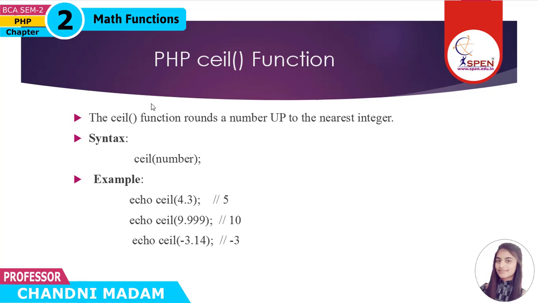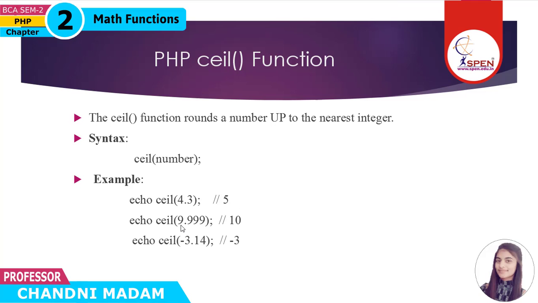Our next function is ceil. This function returns the next highest integer value by rounding the value up. Here is the syntax: the ceil function requires one parameter, a number. Here is an example: we pass 4.3 to the ceil function, so it will return 5, because it gives the next up value. So the next nearest up value of 4.3 is 5.